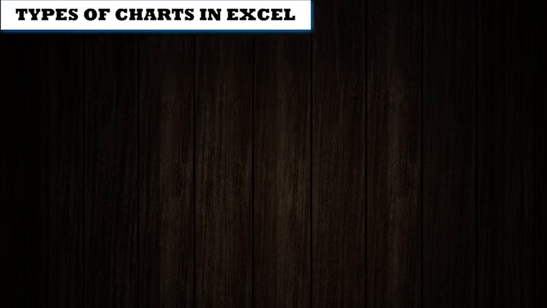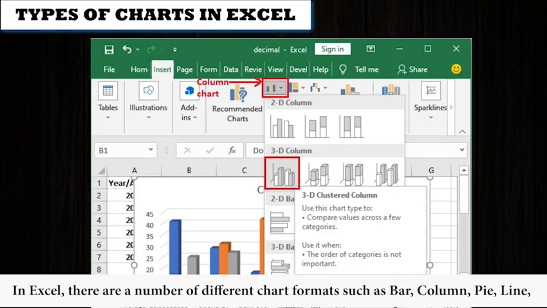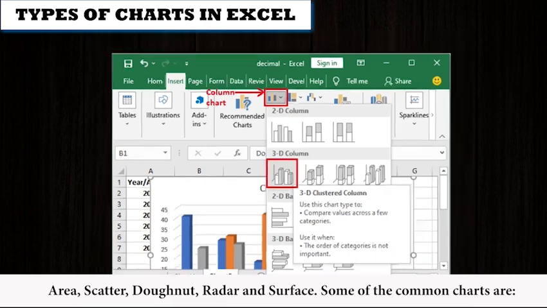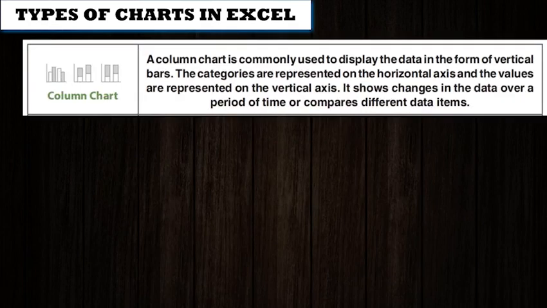Types of charts in Excel. In Excel, there are a number of different chart formats such as bar, column, pie, line, area, scatter, donut, radar and surface. Some of the common charts are column chart. A column chart is commonly used to display the data in the form of vertical bars. The categories are represented on the horizontal axis and the values are represented on the vertical axis. It shows changes in the data over a period of time or compares different data items.